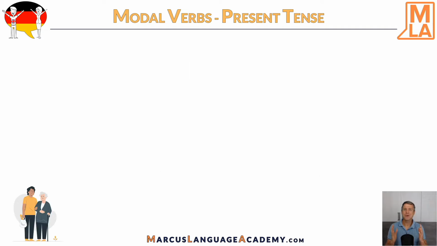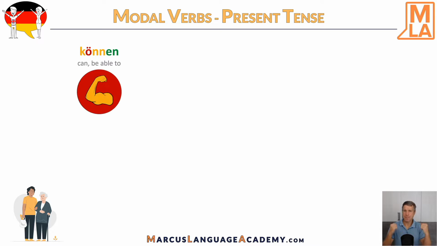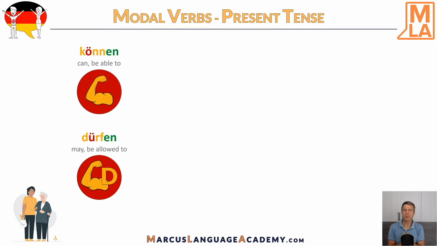Okay, first let's look at the main modal verbs in German. Können means can, to be able to. And our symbol is a muscle arm because we can do it. But be careful because it's irregular and that's why the red dot. The next modal verb is dürfen, may, be allowed to. Here we add a D to the arm as a little thinking tool, because we are allowed to do it. Müssen means must or have to, and it's also irregular, and the judge's hammer shows us that we must do it.